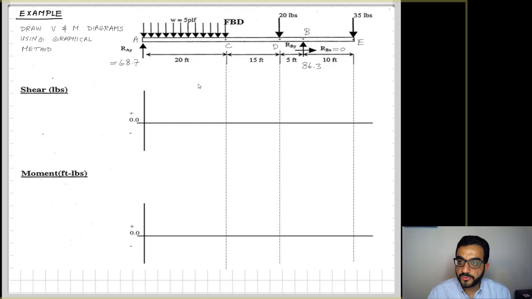I also named some points of interest. Whenever there's a change in the load on the beam, what we call a discontinuity point, I gave it a notation here: C, D, and E.